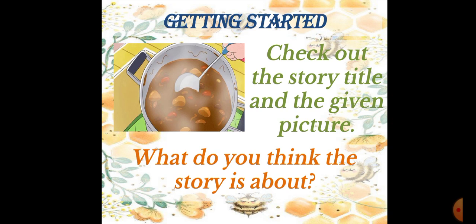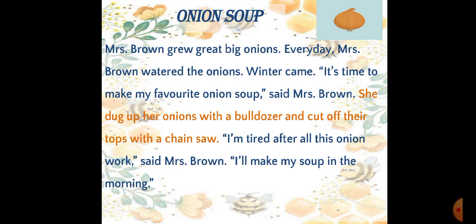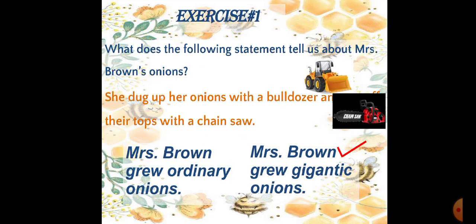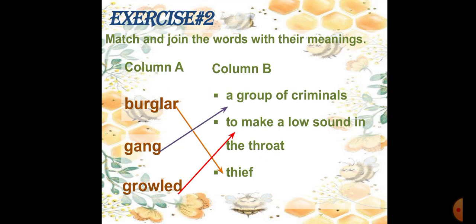So you have to check out the story title and the given picture. I think there is something being cooked, and we have to tell what we think the story is about. I think the story is about a chef cooking something, or a mother cooking something for her house. You can give it any title that you want. Onion soup.